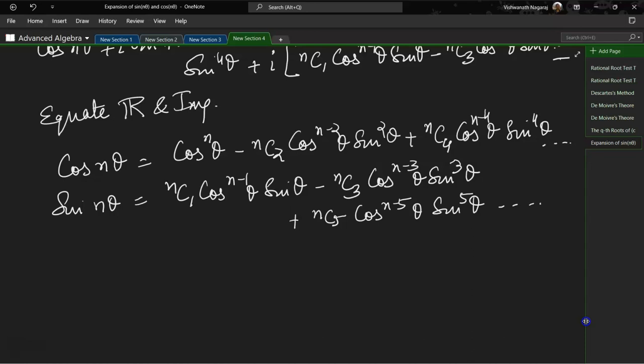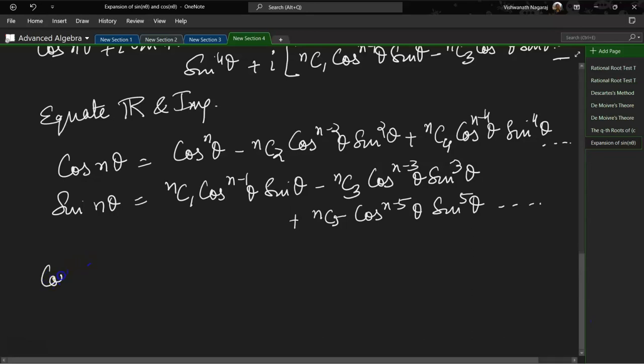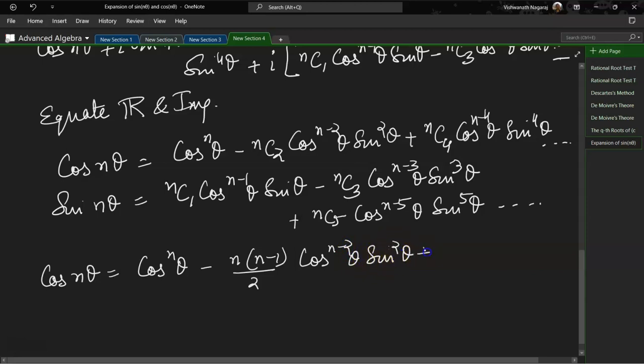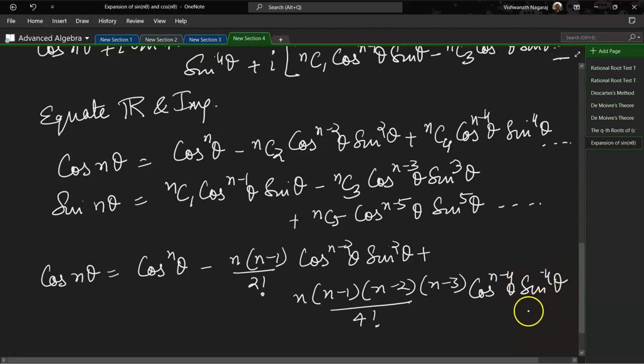Let's now take care of that nC1, nC2, nC3. So cos nθ will become equal to cos^n θ minus n times (n minus 1) by 2 factorial, times cos^(n-2) θ sin^2 θ, plus nC4, which will be n times (n minus 1)(n minus 2)(n minus 3) by 4 factorial, cos^(n-4) θ sin^4 θ, and so on.